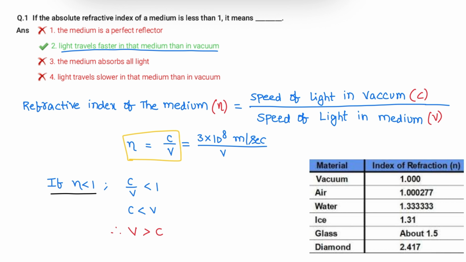So here different materials and their corresponding refractive indices are given. For vacuum, the refractive index is 1. For air it is 1.000277. For ice 1.31. For diamond 2.